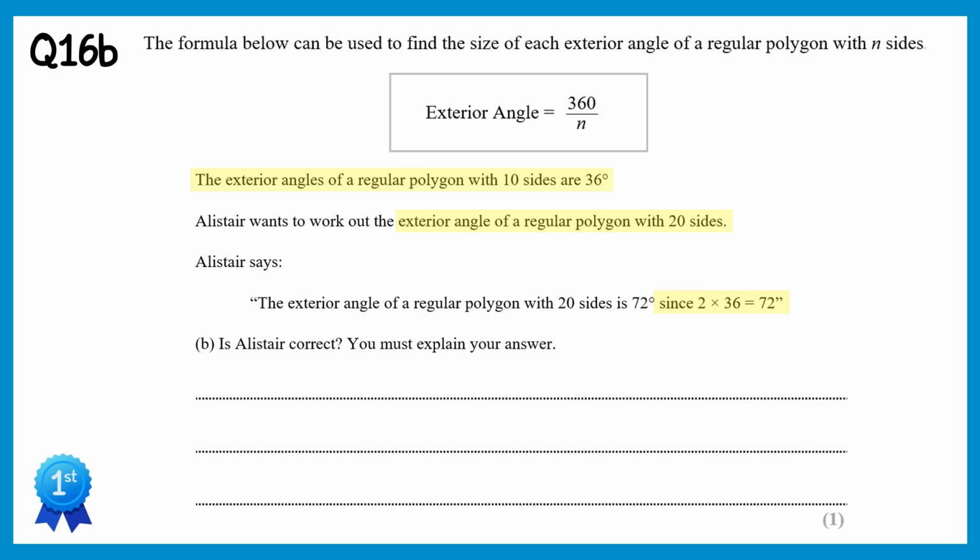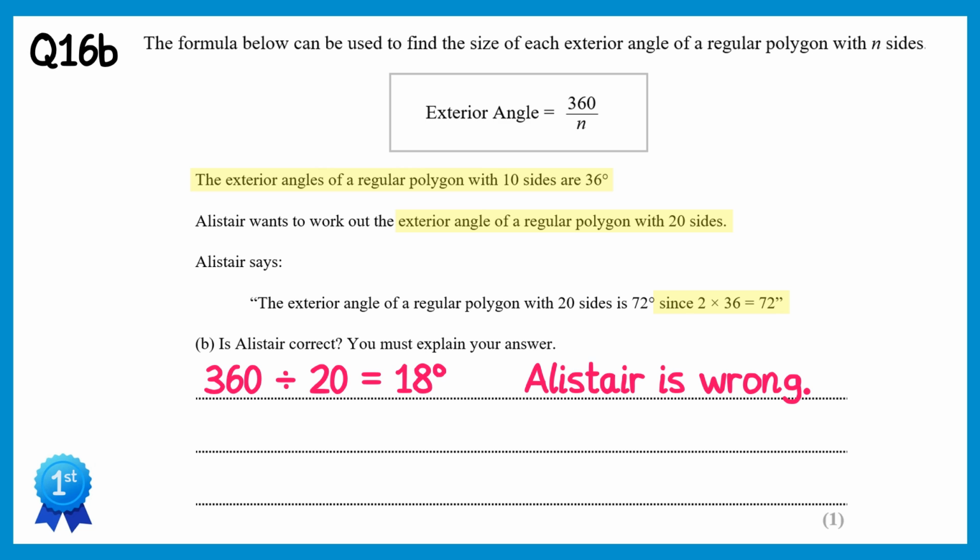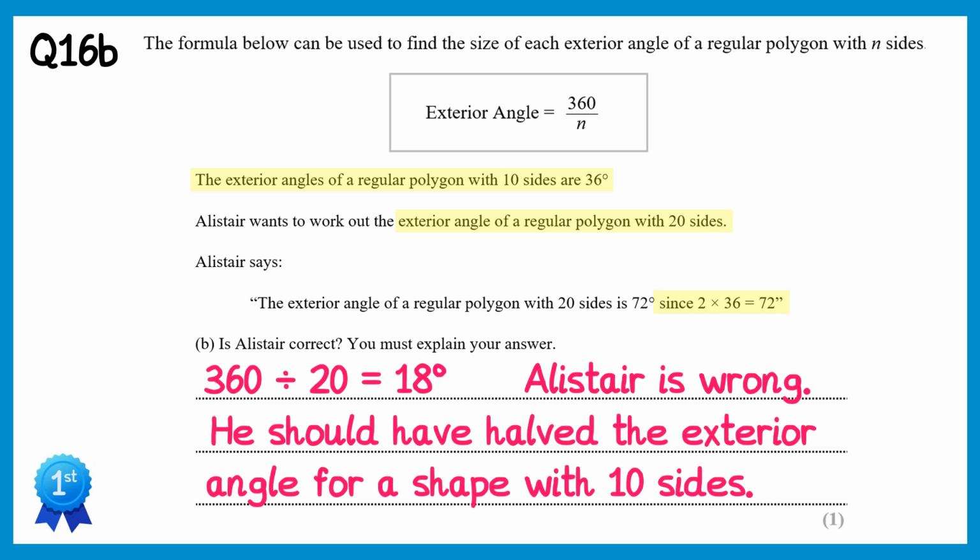But does this work? Well, let's actually use the formula we were given in the question. A 20-sided shape will have the exterior angle 360 divided by 20, which gives you 18 degrees, so not the 72 that Alistair got. So actually, if you double the number of sides, you need to half the angle. You'll see if you do 36 divided by 2, you get 18. So for this question, we can say that Alistair is wrong. We can say he should have halved the exterior angle for a shape with 10 sides.